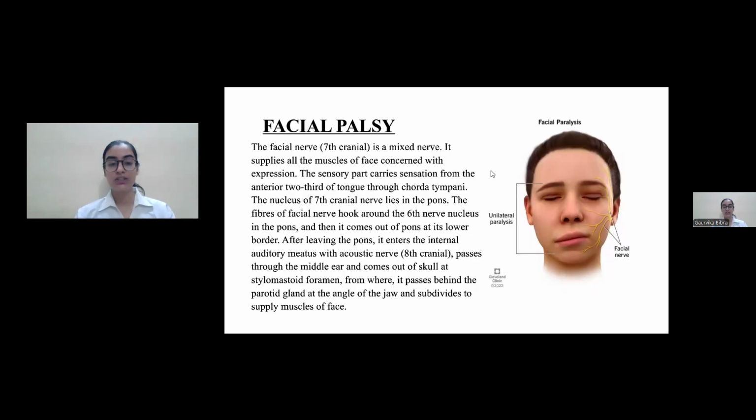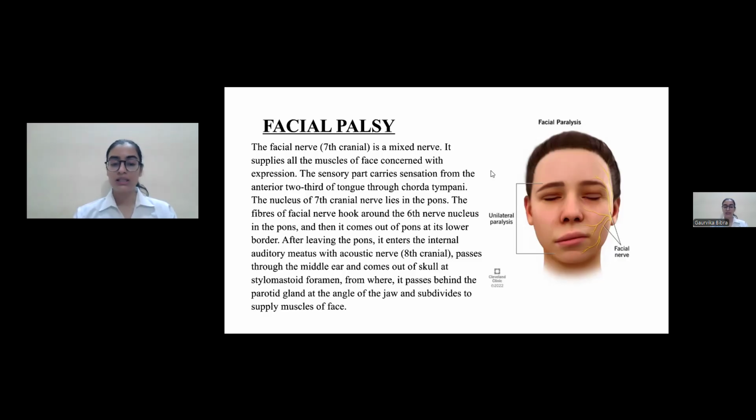Now, talking about facial palsy, it is a condition of paralysis of the seventh nerve. The facial nerve, the seventh cranial nerve, is a mixed nerve and it supplies all the muscles of the face concerned with expression. The sensory part carries sensation from the anterior two-thirds of the tongue through the chorda tympani. The nucleus of the seventh cranial nerve lies in the pons. The fibers of the facial nerve hook around the sixth nerve nucleus in the pons and then it comes out of the pons at its lower border.